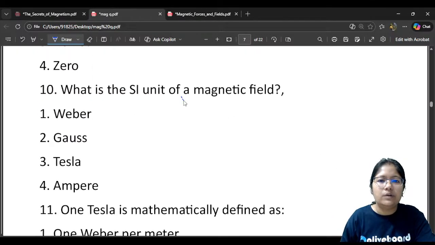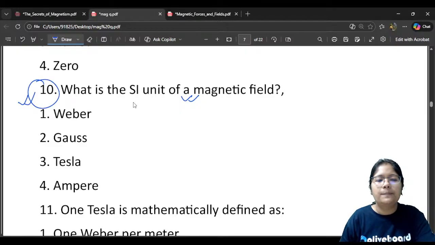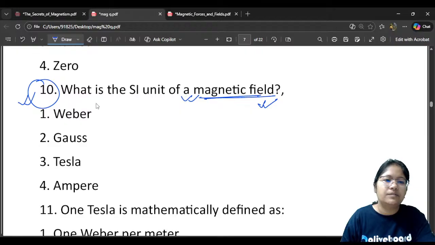Try one more question. What is the SI unit of magnetic field? We have already studied this. For magnetic field, what will you put? Yes, correct everyone. For magnetic field, you will put Tesla.